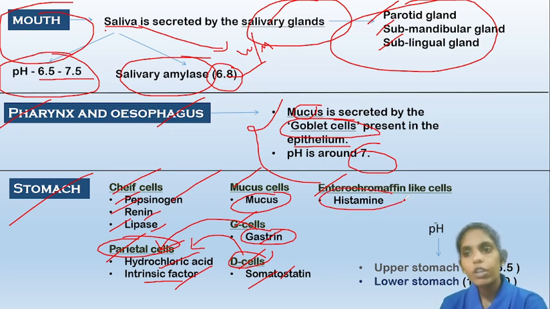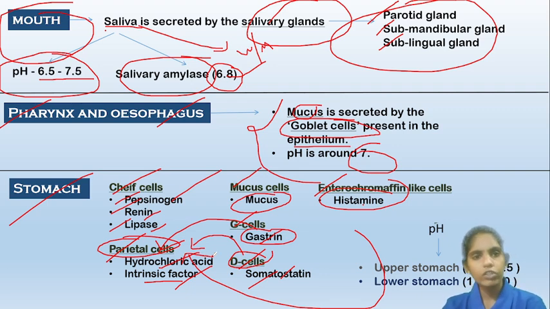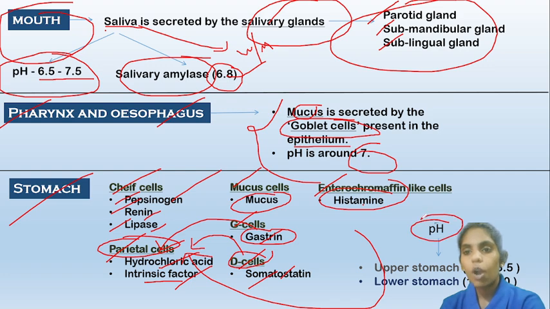And also the histamine stimulates the parietal cells in secreting the HCl. Okay, conclusively you can say that the gastrin and the histamine will cause the HCl secretion, whereas the somatostatin will try to inhibit the HCl secretion. And coming to the pH, the upper stomach has a pH of around 4.0 to 6.5, whereas the lower stomach has a pH of around 1.5 to 4.0. And here you might have observed a difference in the pH. Okay, the upper stomach has a slightly less acidic pH than the lower stomach.